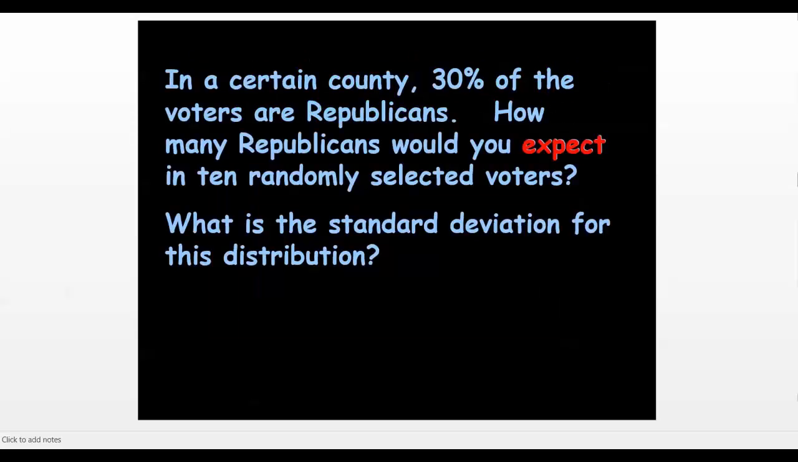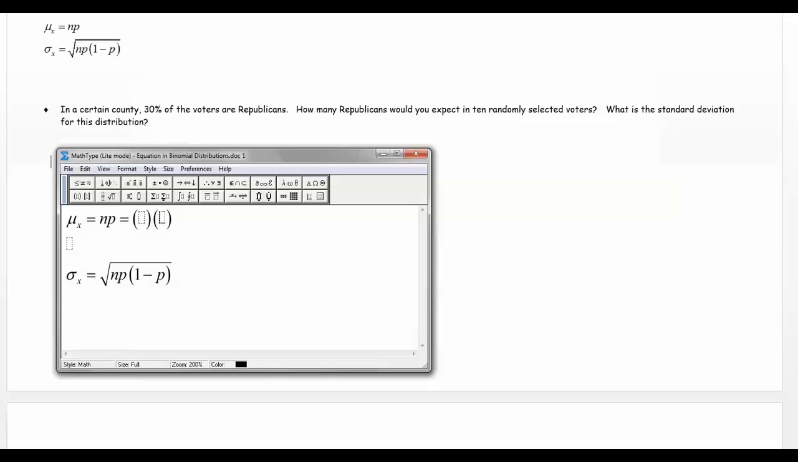Going back to our Republican question. In a certain county, 30% of the voters are Republican. How many Republicans would we expect out of 10 randomly selected voters? And then what's the standard deviation for this distribution? In this particular question, we need to know n, so how large is our sample. In the question, 10 randomly selected voters, so 10 represents our n.